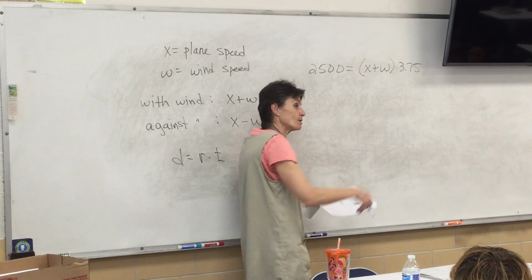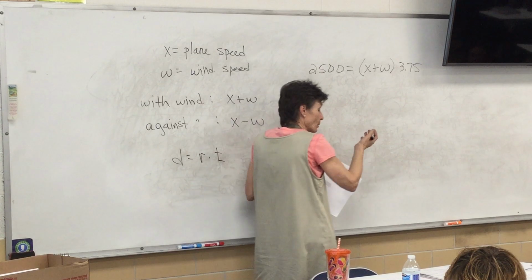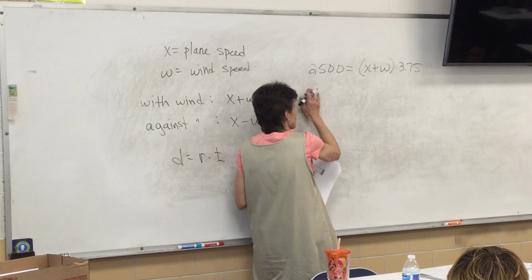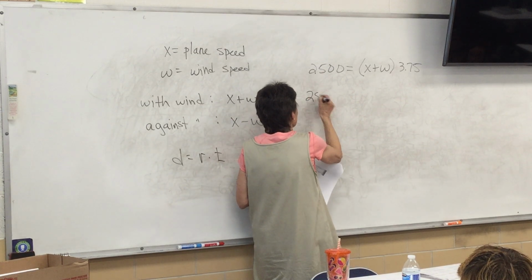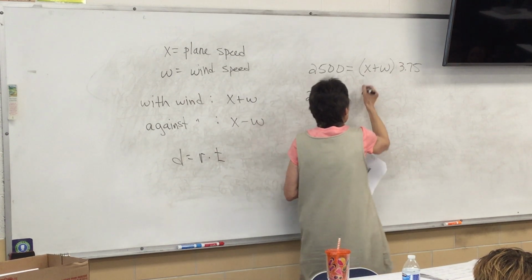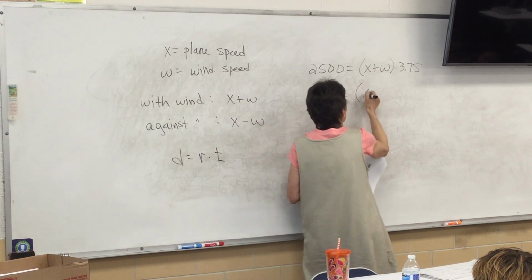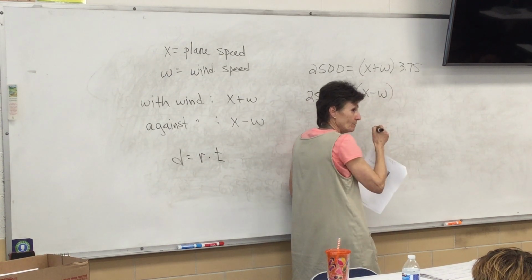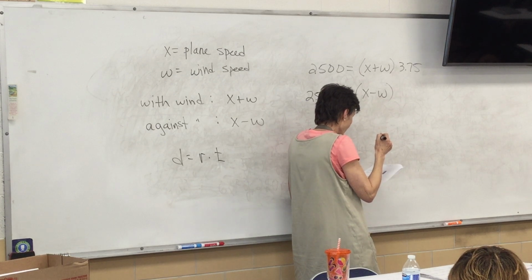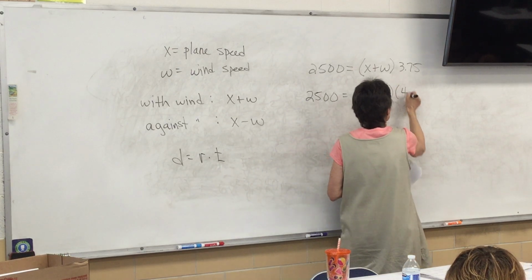All right, what's the corresponding one? Against the wind. What's the distance against the wind? Same. My speed against the wind is X minus W. And my time against the wind is 4.4.